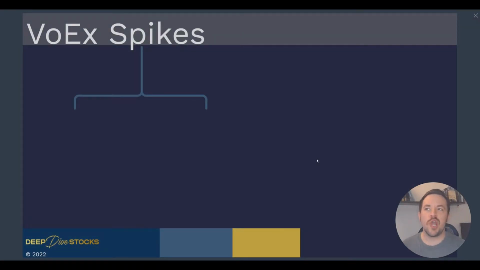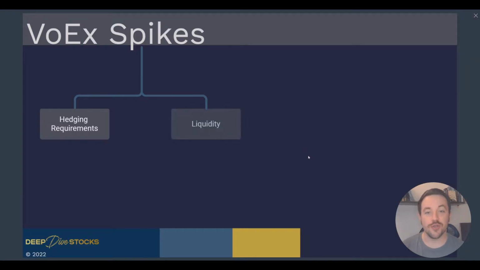And in terms of what comprises a VoEx spike, there are two main systems that mix with each other in the underground, like some of those things that can control a stock's price without just supply and demand. And those are the various hedging requirements. So you have delta requirements, gamma hedging, hedging against futures, hedging against swaps, and then you have some liquidity. So that gets plugged into VoEx spikes.